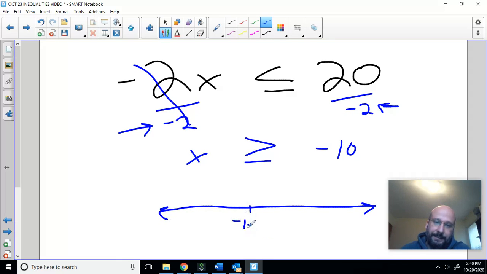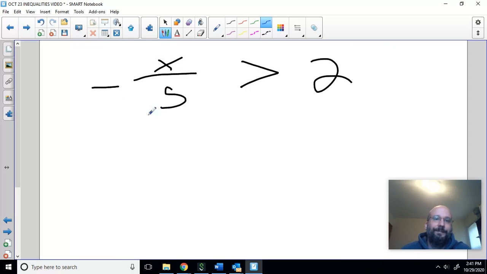So negative 10 is here. 0 is here. x is greater than or equal to negative 10, so solid, and it goes this way. So here, negative x over 5 is greater than 2. This is negative, so I'm going to have to multiply by negative.